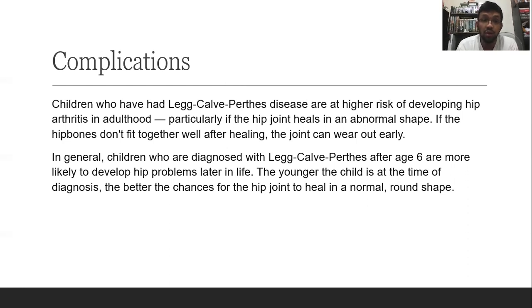In general, children who are diagnosed with Legg-Calve-Perthes after age 6 are more likely to develop hip problems later in life. The younger the child is at the time of the diagnosis, the better the chances for the hip to heal in a normal round shape, since the bones of younger children are more flexible than older ones. But if this has developed in older children, they are more likely to develop arthritis in adulthood.